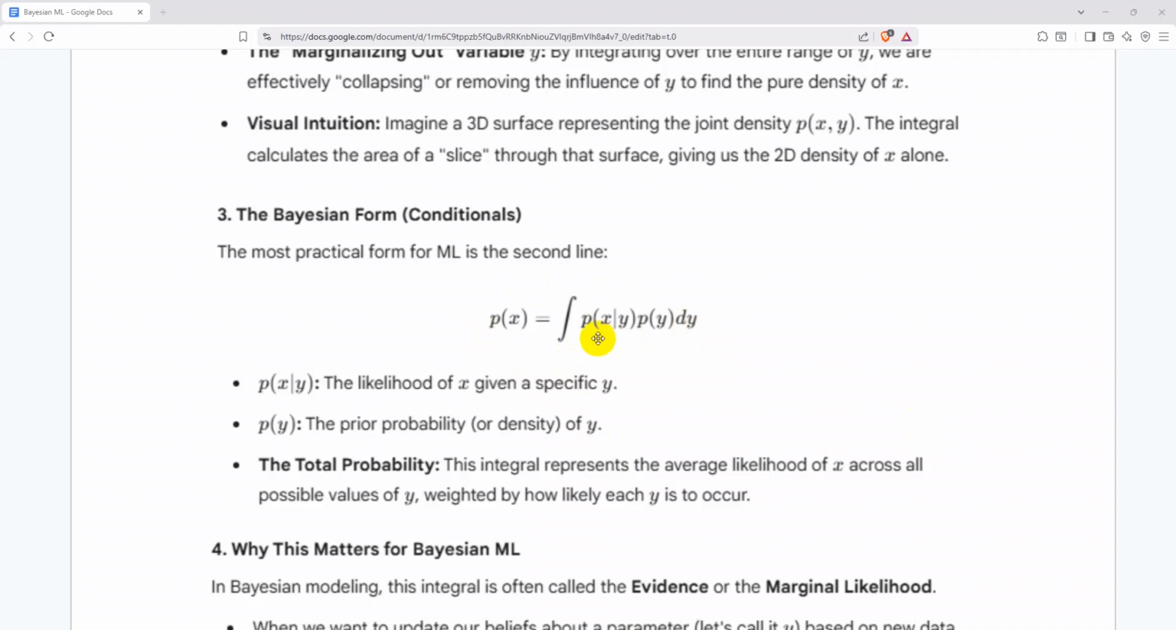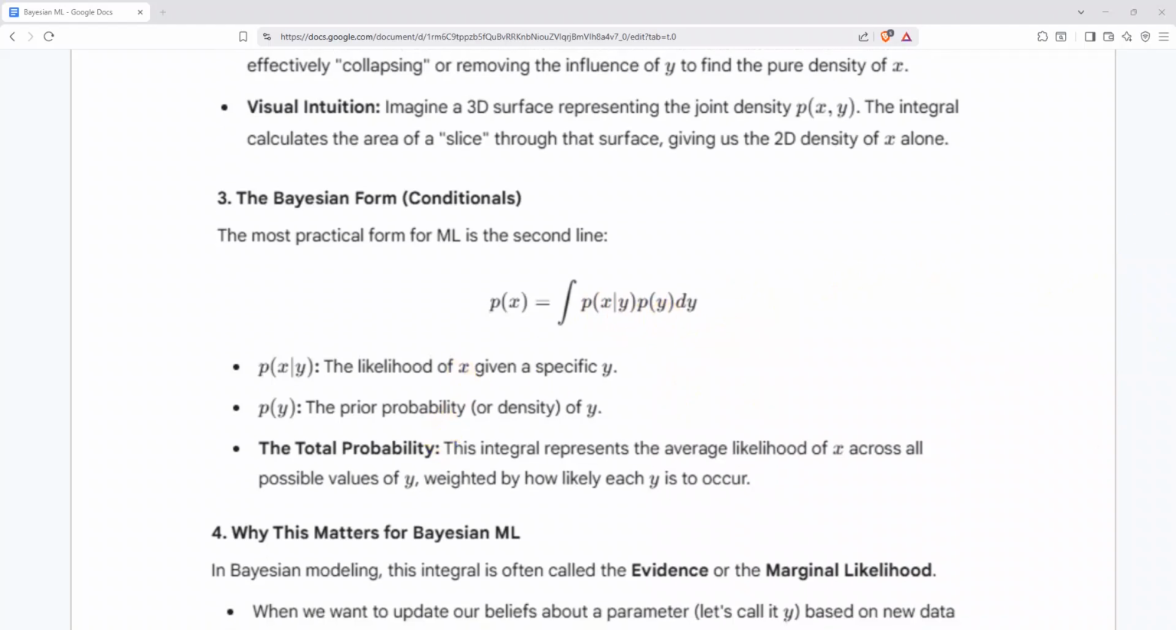So P of x given y is the likelihood. It tells if y is known, how likely is x. P of y is the prior. It tells how likely is each value of y. So what are we doing overall? We are taking all the possible values of y, calculating how likely x is for each one, and then weighting it by how likely that y is. So this entire expression is the average likelihood of x across all possible values of y.